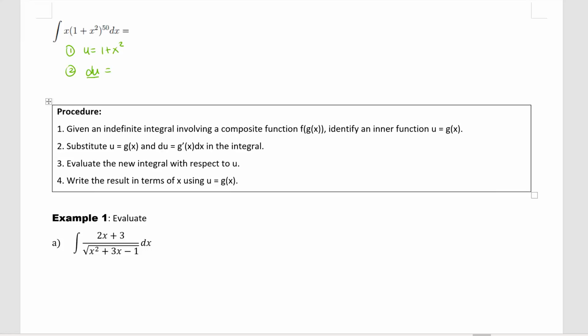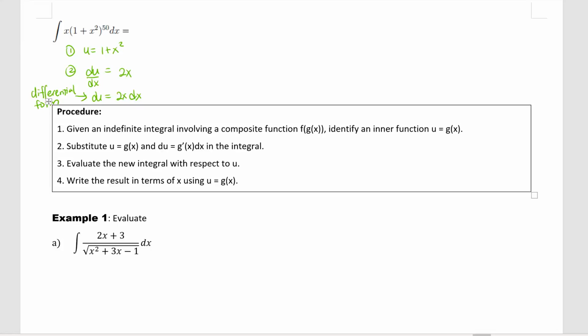You should get du/dx equals the derivative of 1, which is 0, plus the derivative of x squared, which is 2x. So this is a derivative, but I want to have a differential form. What is differential form? Well, you can multiply both sides by dx. This is a differential form. And then this is the second step.